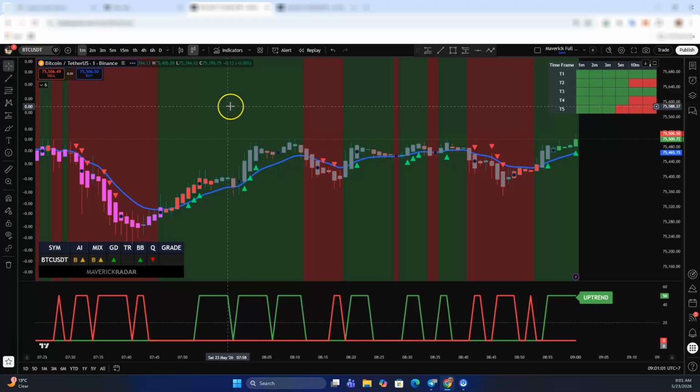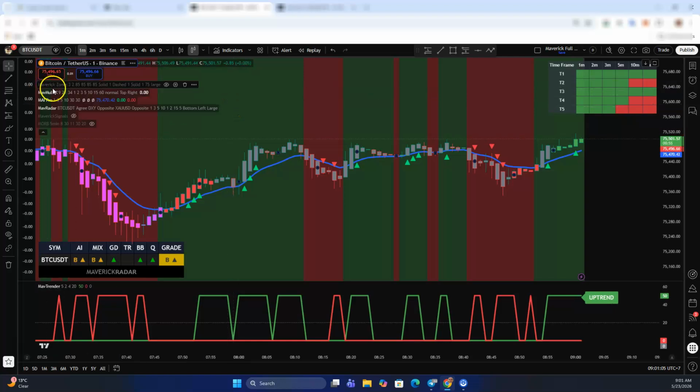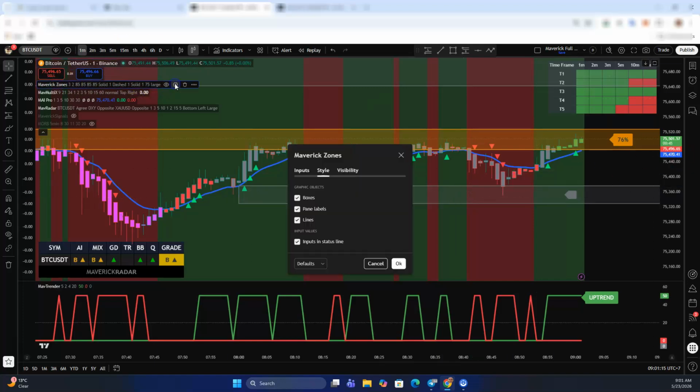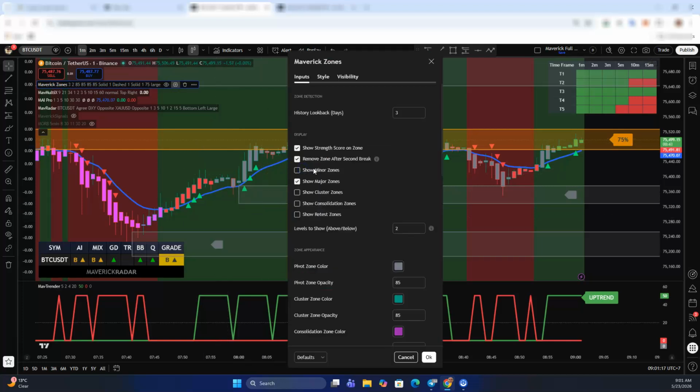Then for another confirmation, I can go to my Maverick zones. Let's have a look. Okay, here's my Maverick zones. Here we go. There's a few little settings here. Let's have a look. Right, let's look at the reset zones.